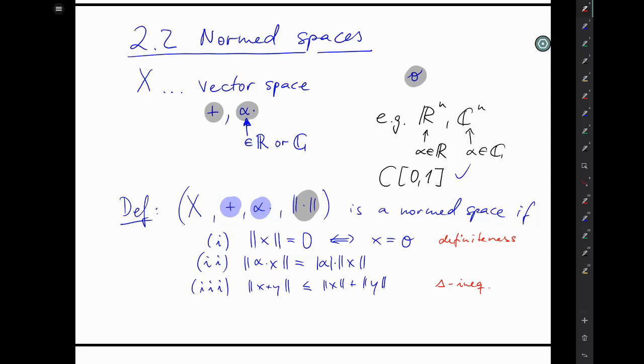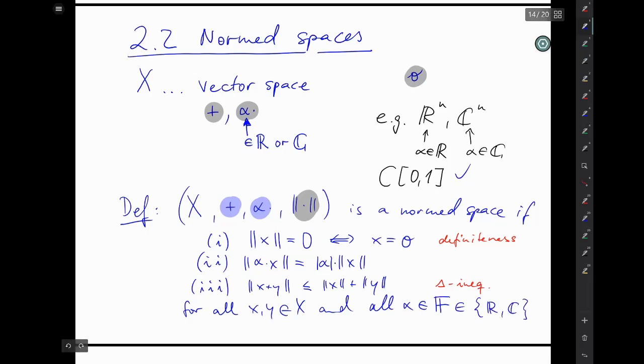Okay, so again, these conditions need to hold not just for one or two x and y, but of course for all vectors x and y and all little alphas from your field. Let me call it F, which is an element of this two-element set that contains R and C.